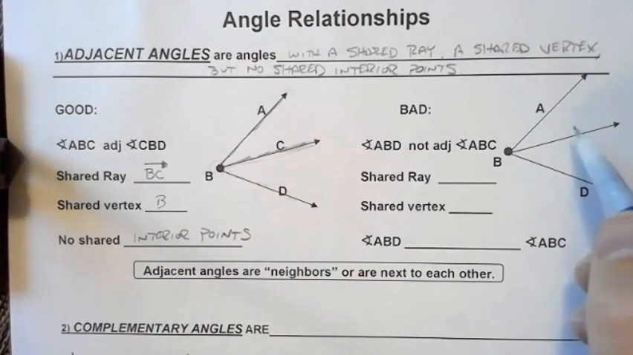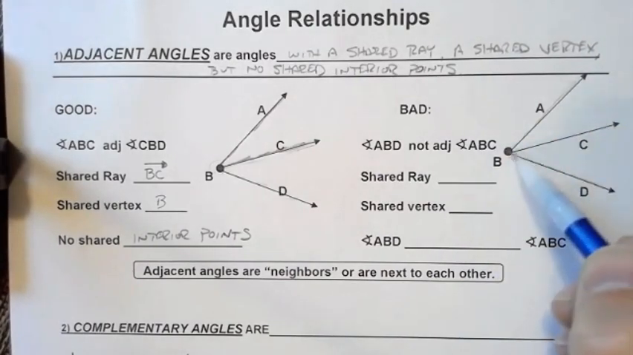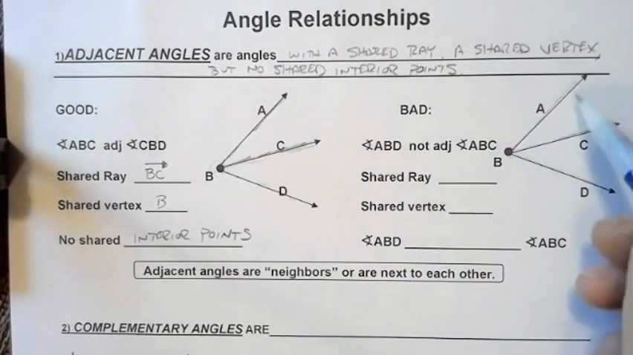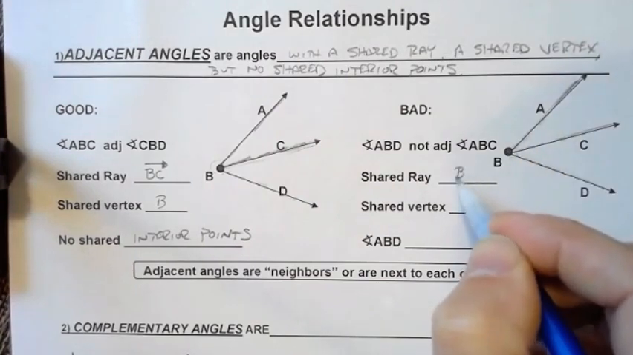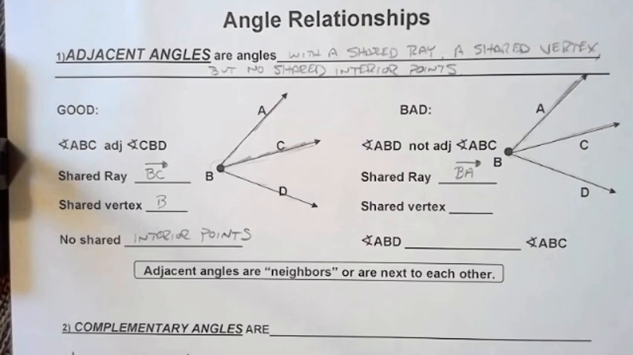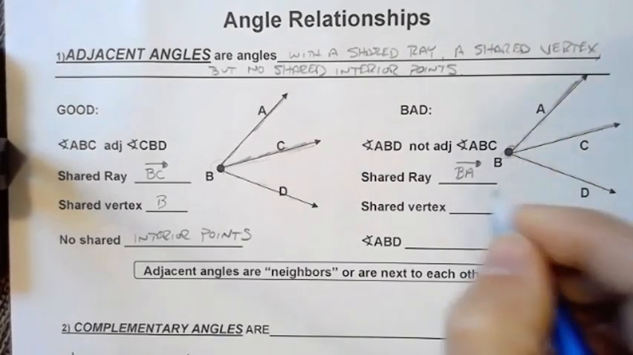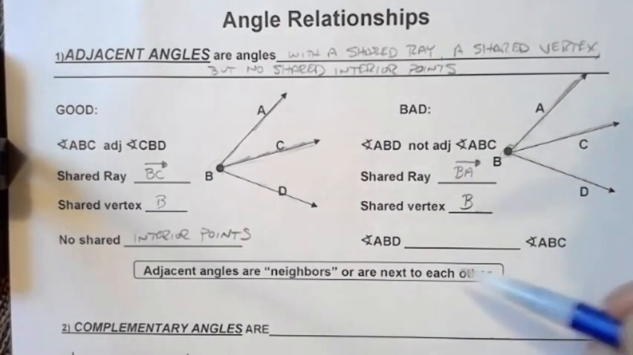Compare that now with this picture over here. We have angle ABD, which is this big angle right here, and then compare that to angle ABC, which is this angle right in here. Okay, do these angles share a ray? Well, ABD and ABC, yeah, they both share this ray right here, which is ray BA. Ray BA is the shared ray in this example. Do they share a vertex point? Well, they do. Angle ABC, there's the vertex. Angle ABD, there's the vertex. It's point B again.